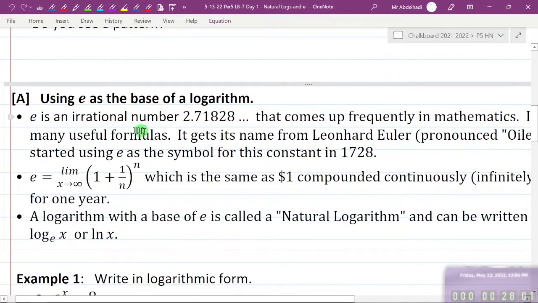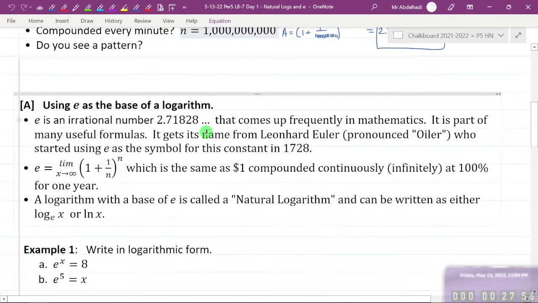And E is an irrational number, just like pi. It goes on forever, it never repeats, and comes up frequently in mathematics. It's a part of many useful formulas. It got its name from Leonhard Euler, who started using the letter E. It's like somebody decided to use the Greek letter pi for 3.14159265, whatever. So this is the same idea, using E for 2.71828, whatever it is.